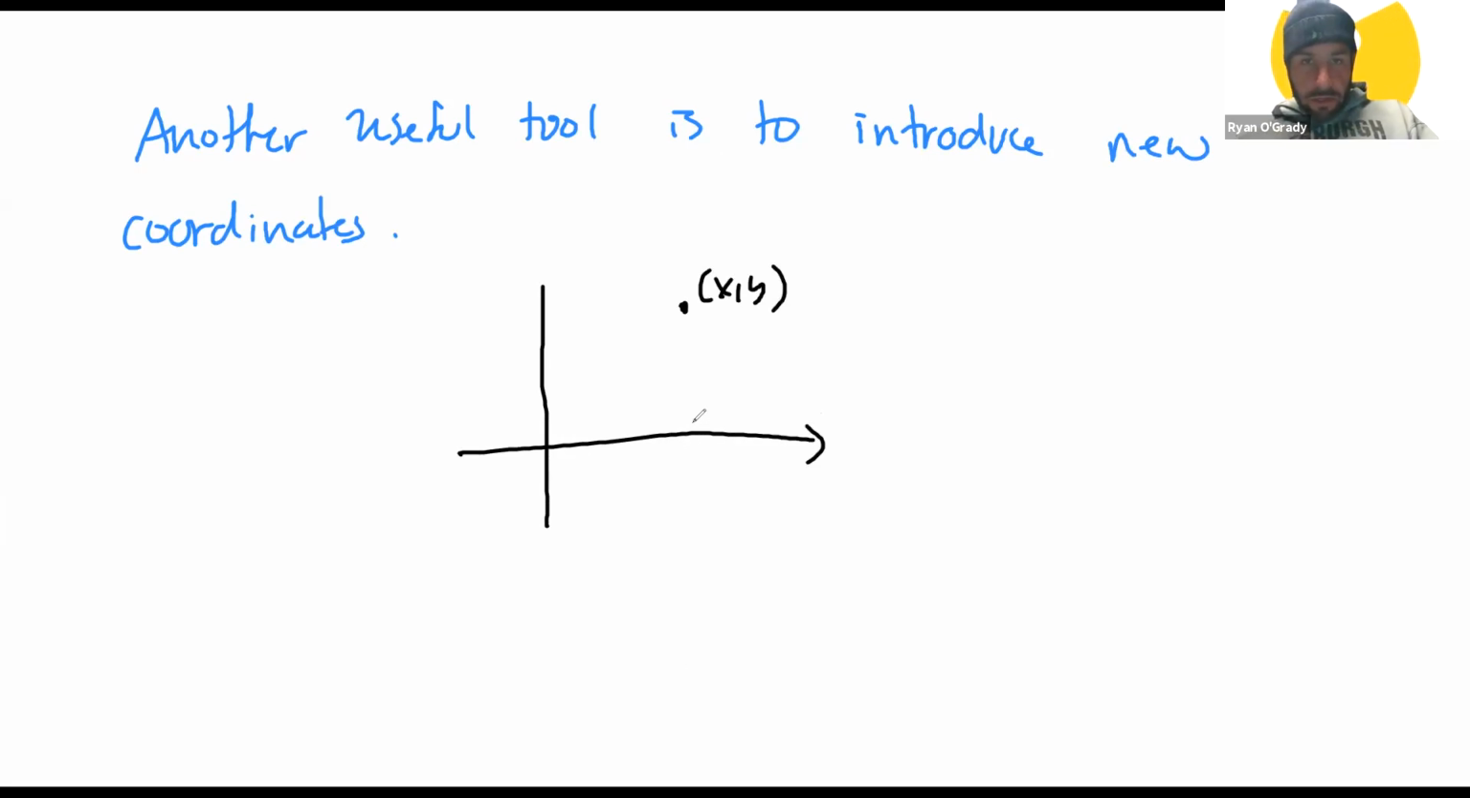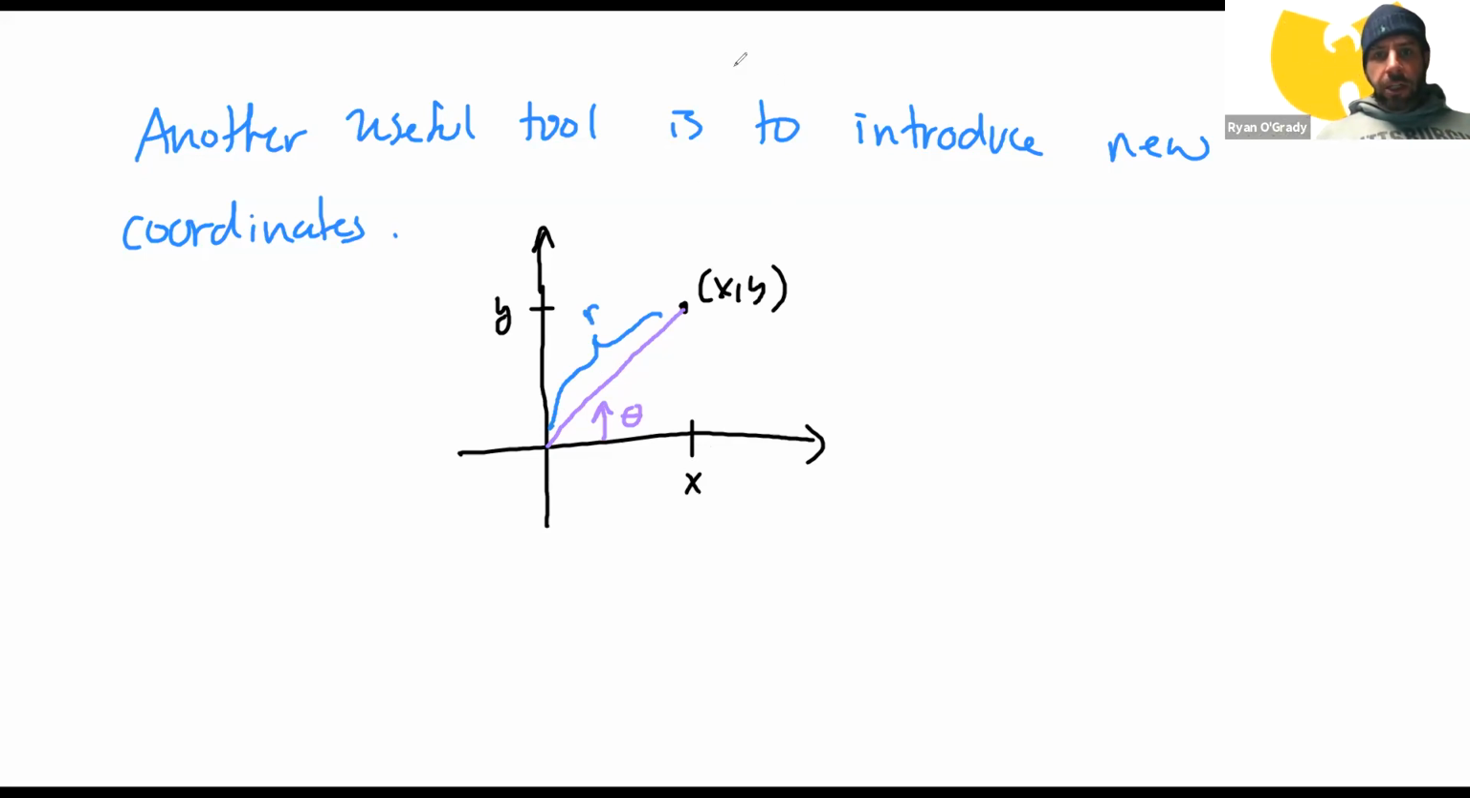we know that this guy is given by this coordinate system. Now, what I'm going to do is draw a line from this point to the origin, and I'm going to measure this angle, and I'm going to call it theta. And then I'm also going to note that this line has a length. Its length I'll denote r.